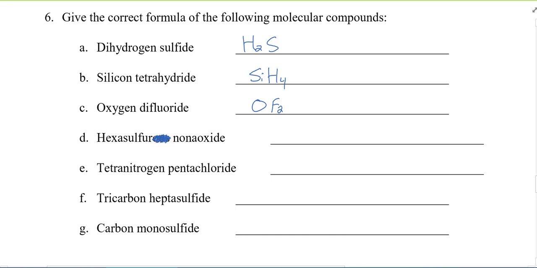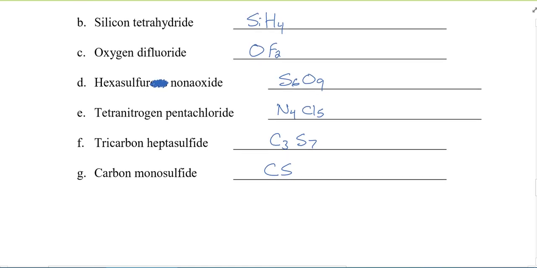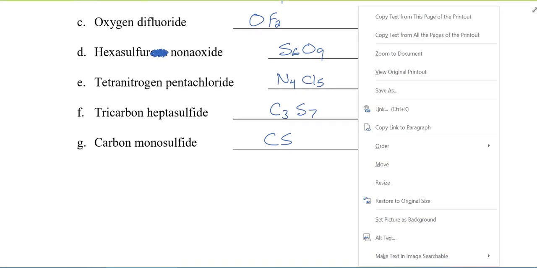So that would be S6O9 and 4Cl5, C3S7, and CS. There you go. So there's the molecular compounds.